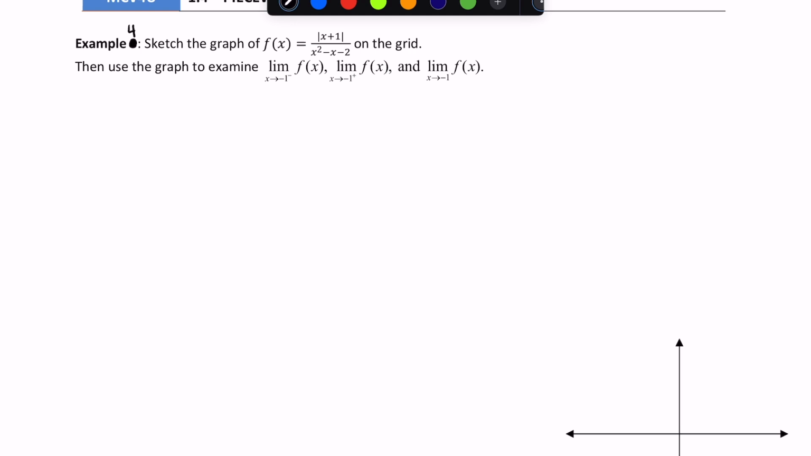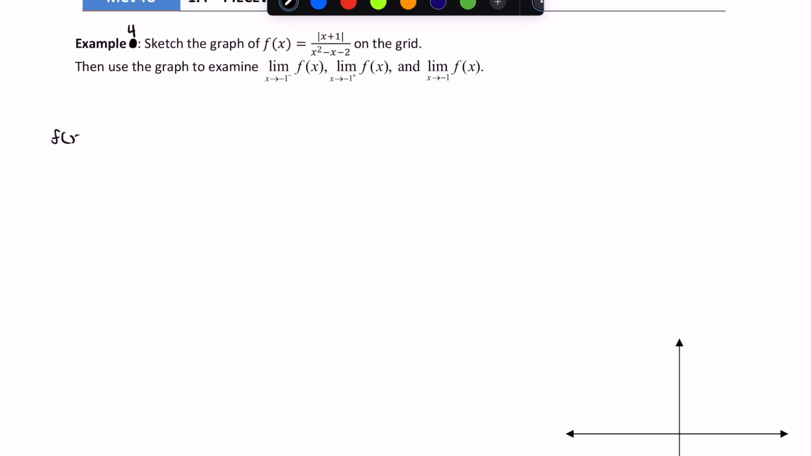So the first thing we want to do here is, again, write the function. Here we can factor the bottom. Thinking about our factoring methods, the x squared minus x minus 2 will factor into x minus 2 and x plus 1. So let's write that down.